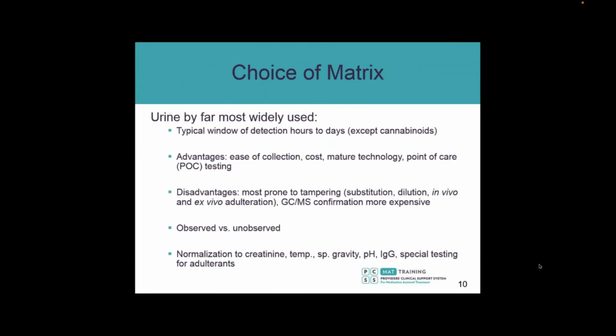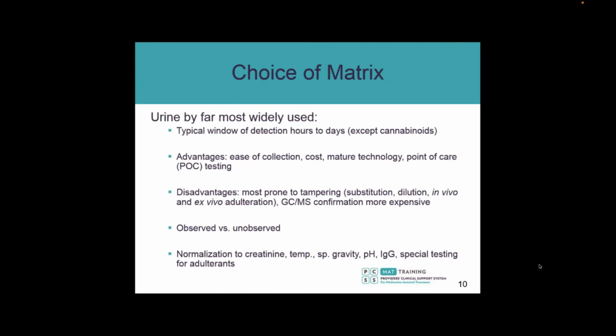What do we study when we do urine drug testing? The choice of matrix. Urine is by far the most widely used. Its typical window of detection is hours to days, with some exceptions that I'll point out, such as cannabinoids. The advantage is it's a very mature technology. Many labs are doing it. It's low cost, it's fairly easy to collect, and you can perform point of care testing that is right in your office.